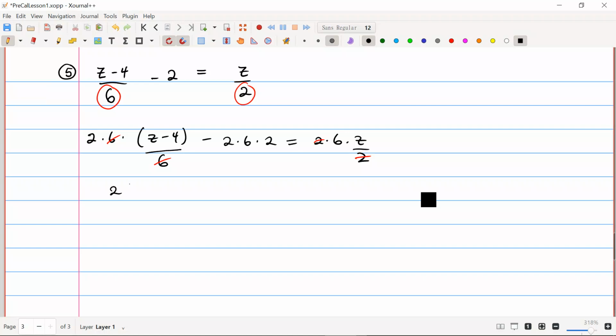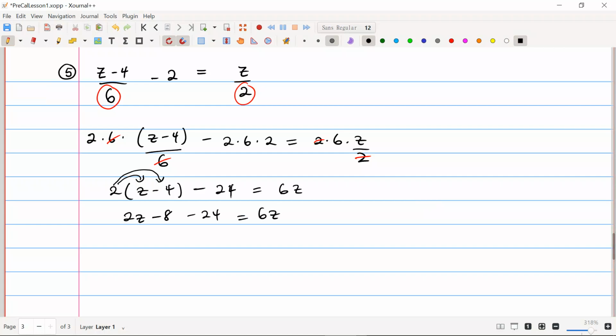Okay, so you have 2 times z minus 4, minus 4 times 6, which is 24. I mean, when you multiply 2 times 6 times 2, 2 times 6 is 12, times 2 is actually 24. Then you're going to have 6z here. Now you have to expand this by using the approach I've taught. So 2z minus 8 equals minus 24, sorry, equals 6z.